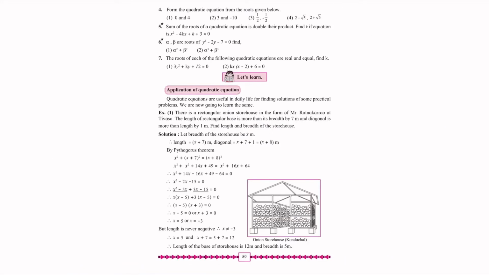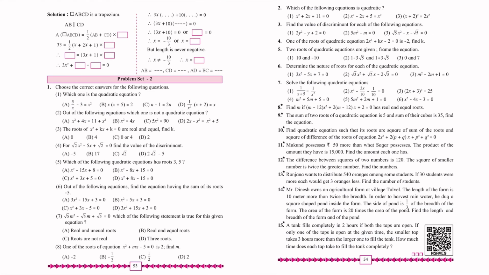Next, on page number 50, the star questions, the fifth and sixth one, are reduced. Application of quadratic equation is as it is. Directly on page number 53 we have the problem set. From that problem set, question number 6, out of the following equations, is reduced. Then on page number 54, question number 10, find the quadratic equation such that, this question is reduced. So these questions which I just now told you are not going to come for the exam.